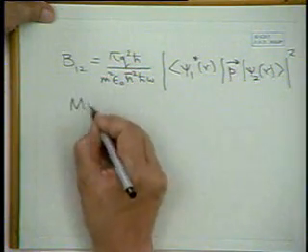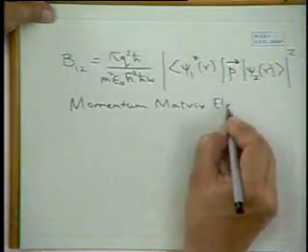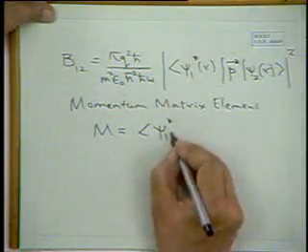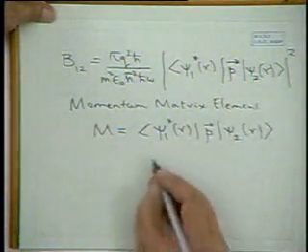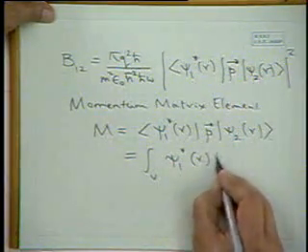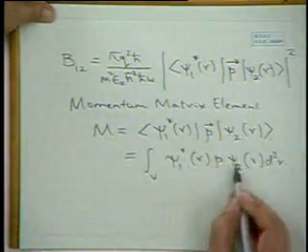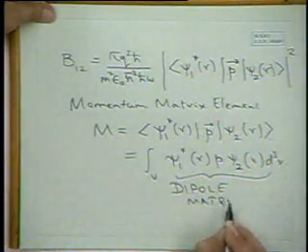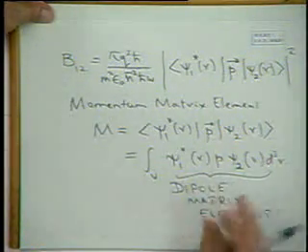Now we can define the momentum matrix element M as psi 1 star(R) P psi 2(R), which becomes an integral over the volume, psi 1 star(R) P psi 2(R) d cubed R. You can see that psi 1 star P psi 2 is what is known as a dipole matrix element, because dipole is P into distance d, so that is typical.